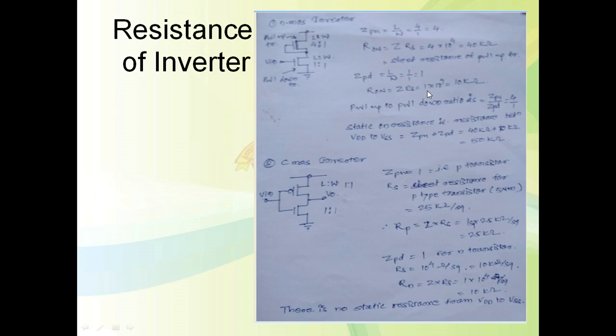So the length to width ratio is 1, and 1 times 10 raised to 4 is nothing but 10 kilo ohm. So the pull-up to pull-down ratio, Z pull-up divided by Z pull-down, is 4 to 1.